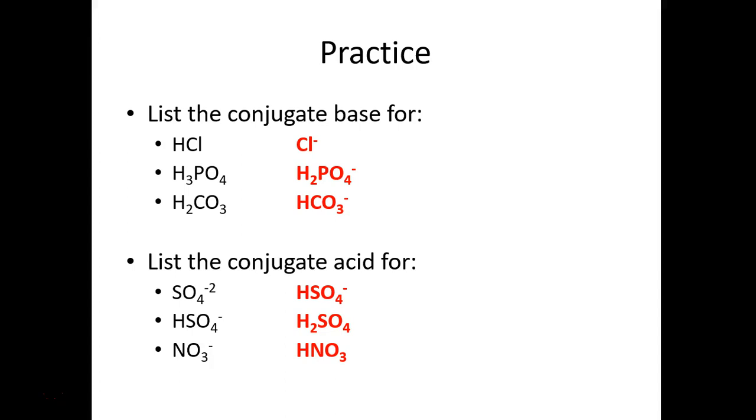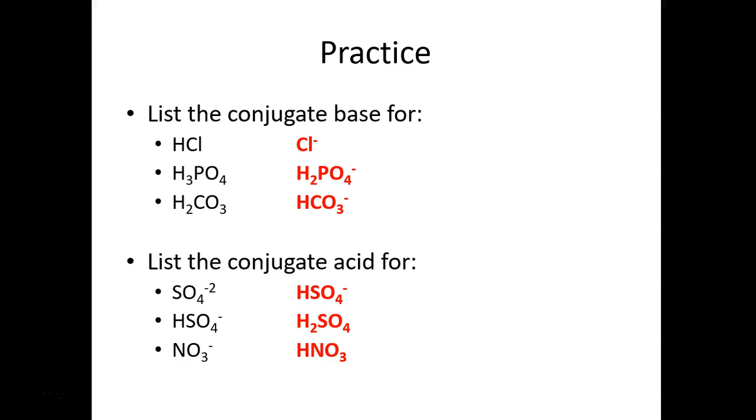And when sulfate gains a proton, it becomes HSO4-. And HSO4-, when it gains a proton, can become H2SO4. And when the nitrate ion gains a proton, it becomes HNO3.